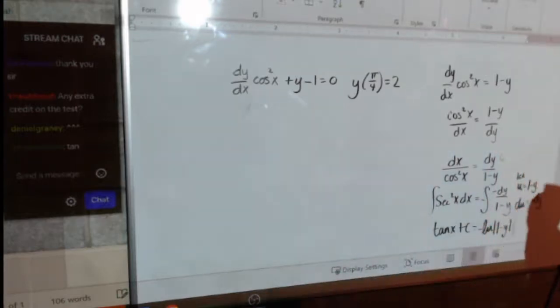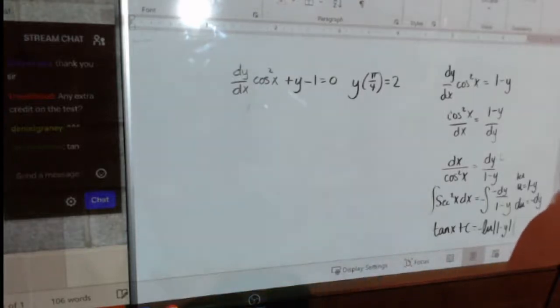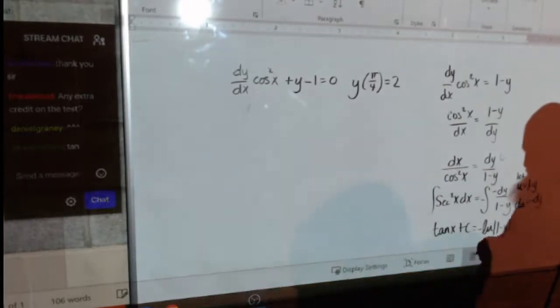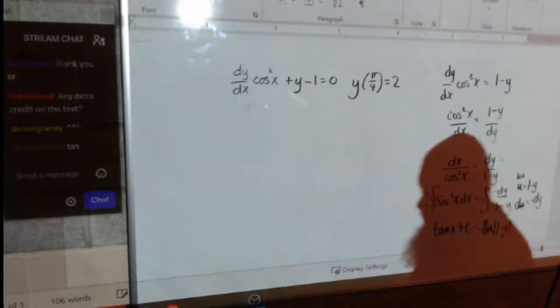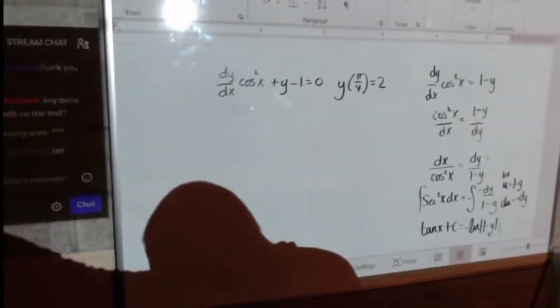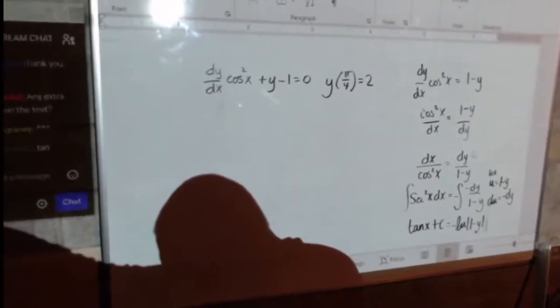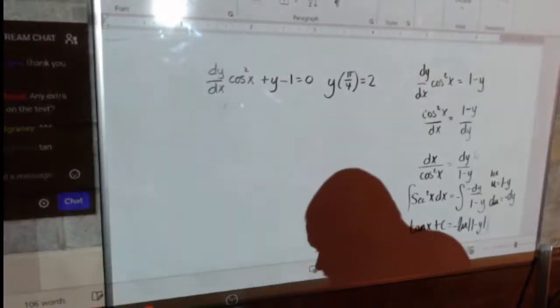Dang. Sorry about that. And then if you wanted to solve for y, you could see where am I at here on the screen. Let me just turn the camera slightly. Let's see if I can pick up a little more of the screen here. There we go. All right.